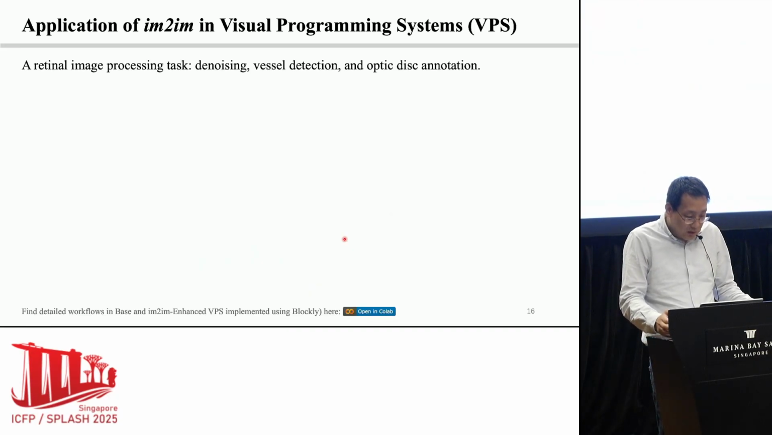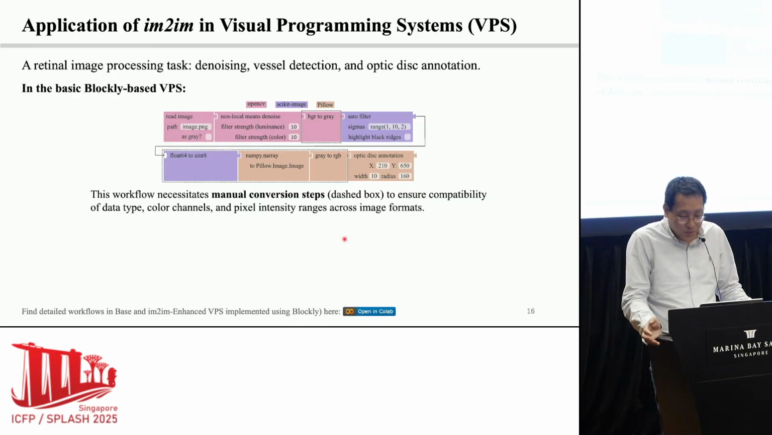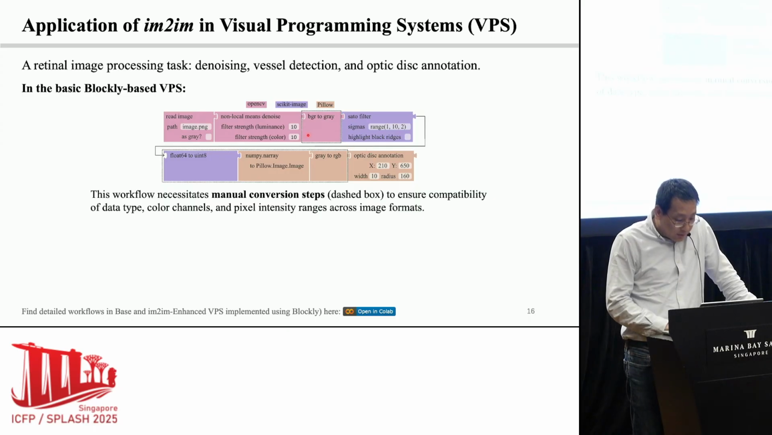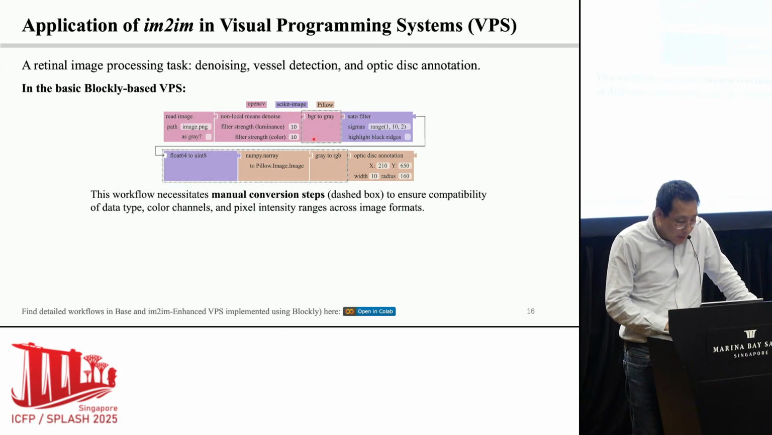So let's consider visual programming that supports building image processing tasks. For example, this task involves denoising, face detection and optical disk annotation. In the base Blockly visual programming system, as you see, the functions used are from three libraries: OpenCV, scikit-image, and Pillow. The steps in the dashed box are the necessary conversions to ensure compatibility in terms of data types, color channels, and pixel intensity ranges across different image formats.